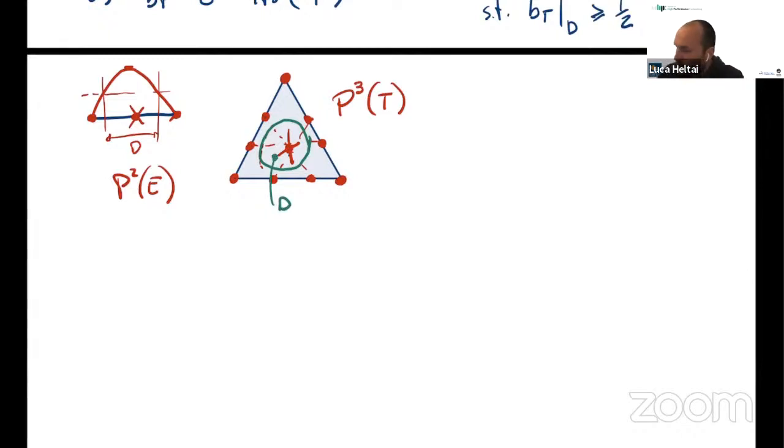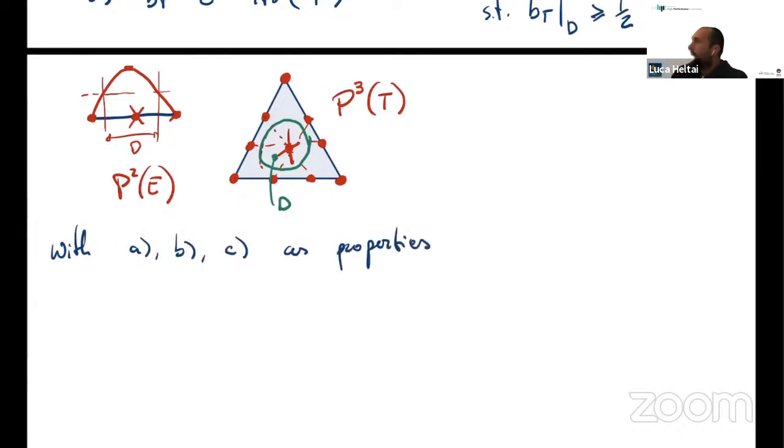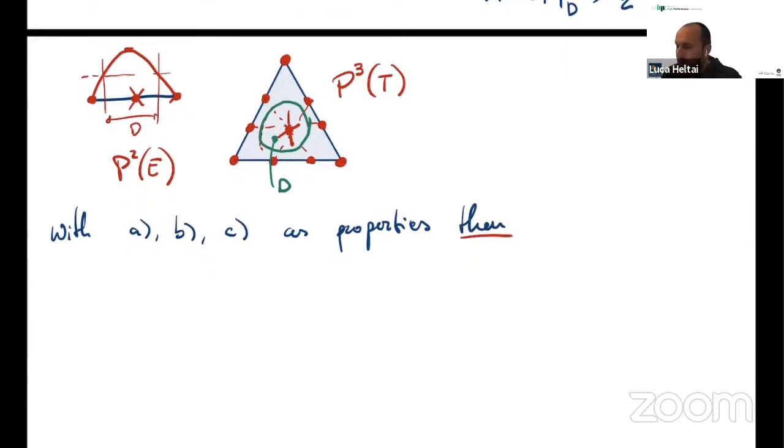It's useful for what we need to have afterwards. So if this is the case, with A, B, and C as properties, there are two inequalities that follow. Then this is a very important lemma that is very important for what we need to do next.